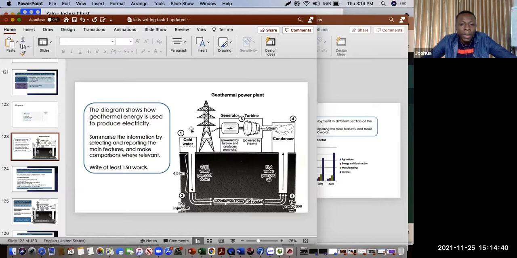Or you can have a step where we have the injection step, the heat production step, and the electricity production step. It's all up to you. You can decide to do however you want to summarize the diagram. There's nothing like a wrong answer. Okay, but just make sure you are doing the right thing.